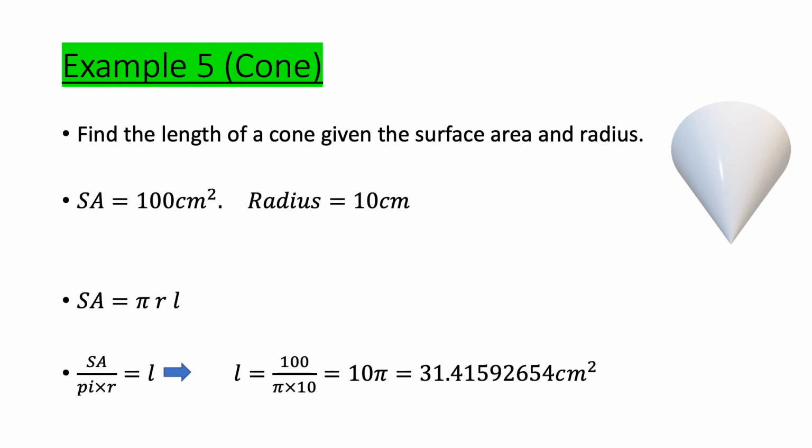In this case. And then conversely, if I wanted to work out the radius, I would divide both sides by pi L. So the surface area divided by pi L will give me the radius. So that should be the correct way for that.